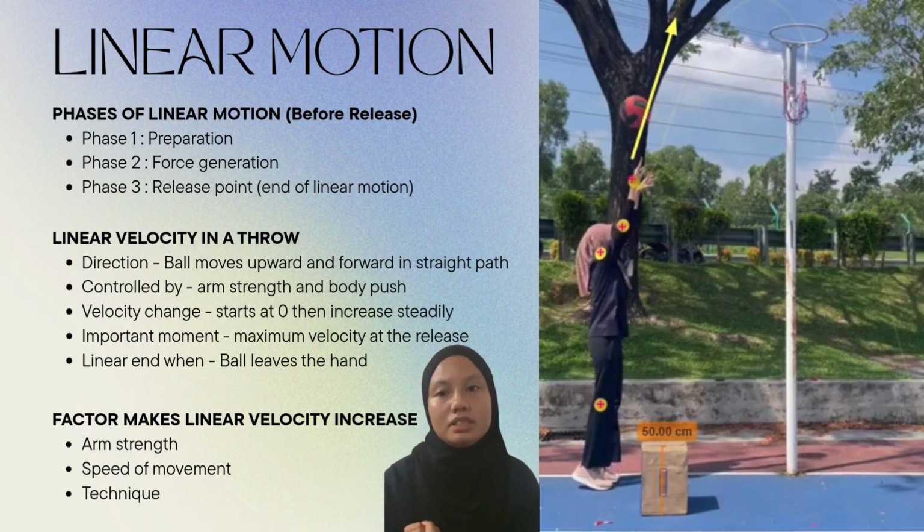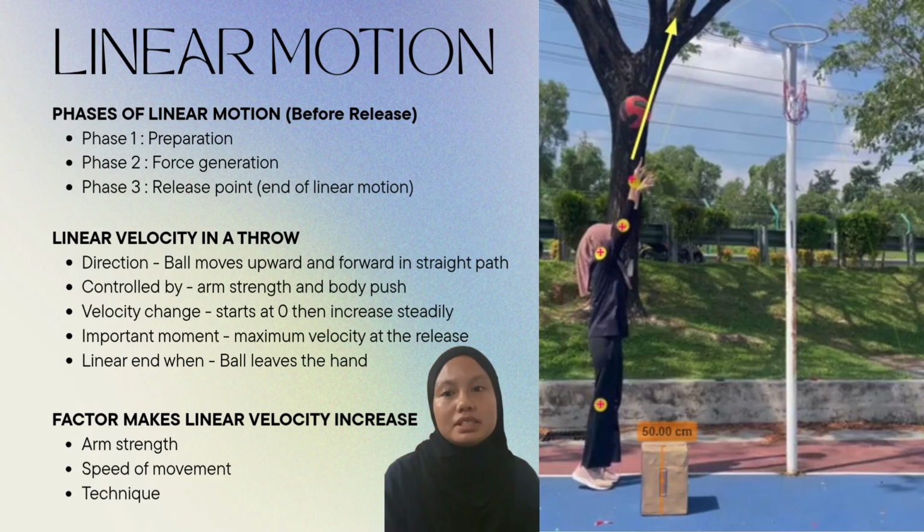In this image, it looks like the ball is moving toward the hoop and slightly upward. So that's the direction of linear velocity. Now it's controlled by arm and body push. The linear velocity doesn't happen on its own. It's caused by arm muscle pushing the ball, and sometimes a small lift from her legs or body.